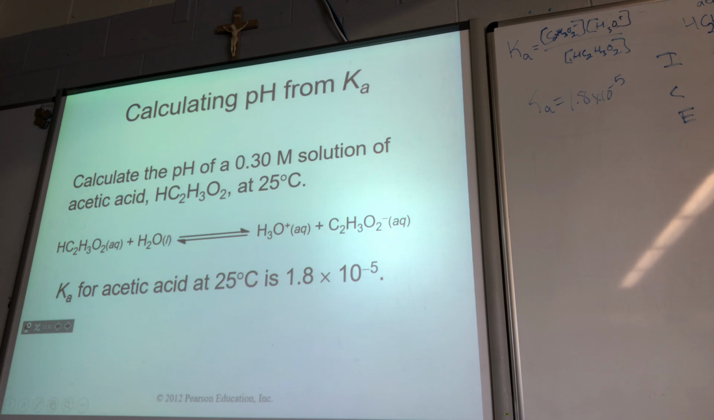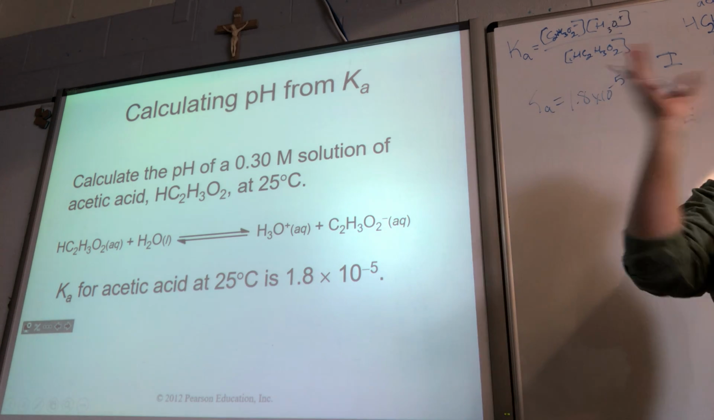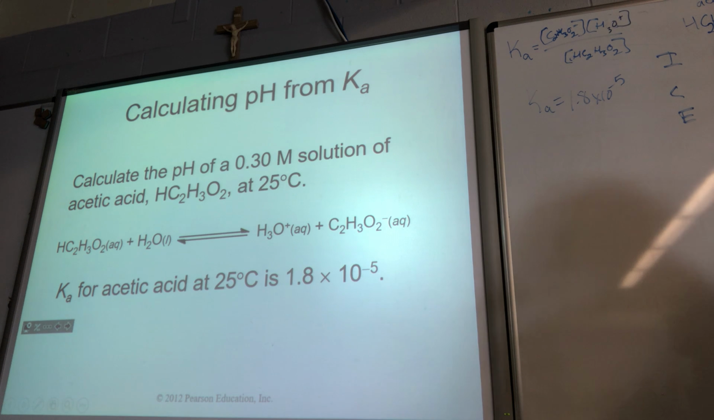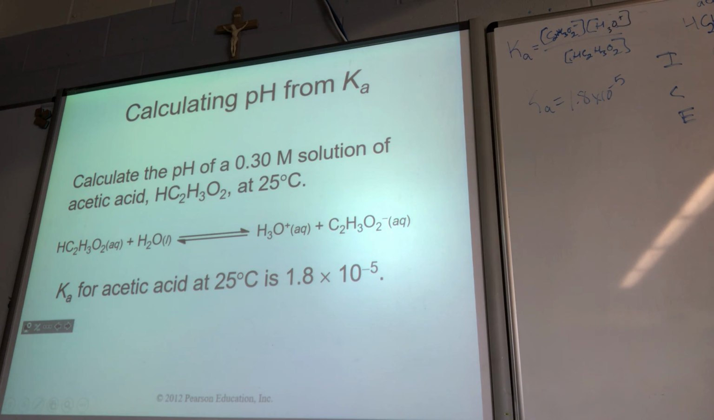Correct. This is weaker than the one we were just working with, is what we were saying. The one before had 1.8 times 10 to the negative fourth as the Ka, and this one is 1.8 times 10 to the negative fifth. That's all we were saying. Okay, what should we do next? X's.